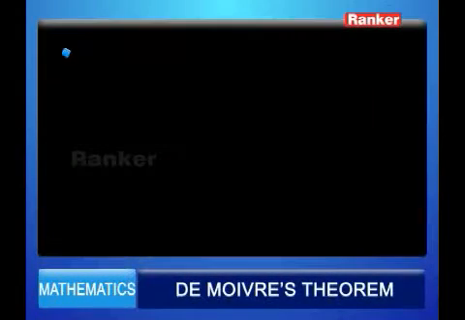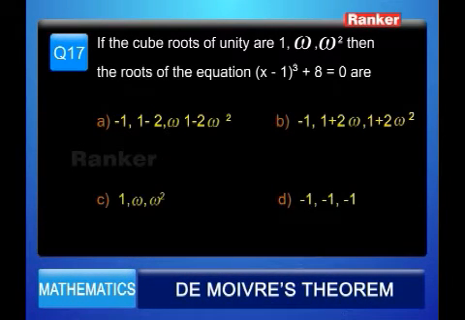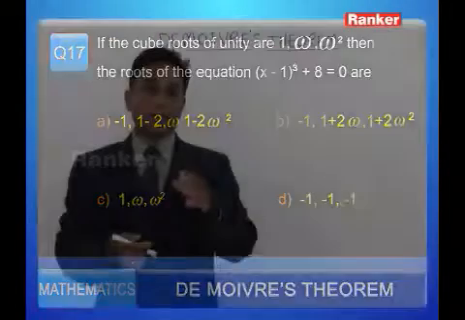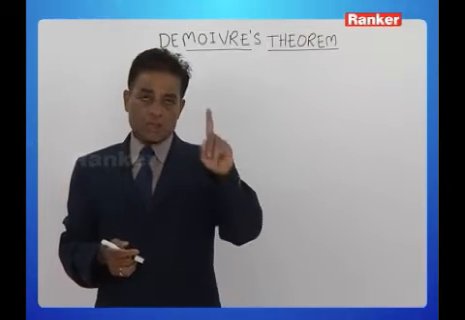Question number 17. The cube roots of unity are given by 1, omega, omega square. Then what are the roots of the equation (x minus 1) whole cube plus 8 is equal to 0? I repeat the question. Using the cube roots of unity, find the roots of (x minus 1) whole cube plus 8 is equal to 0. Options are given: minus 1, 1 minus 2 omega, 1 minus 2 omega square, and similarly others are also given. And finally 1, omega, omega square is given, minus 1, minus 1, minus 1 also given. And what is the right answer, right option?